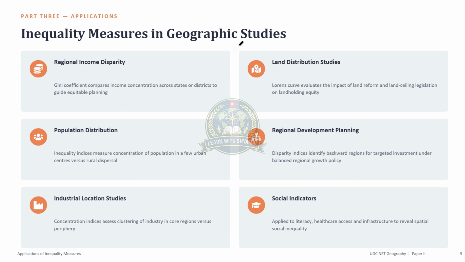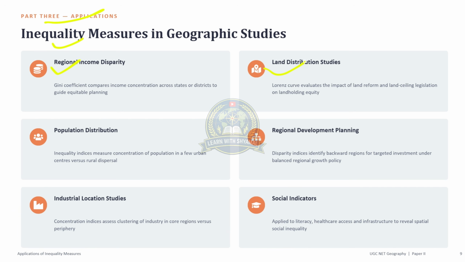Inequality measures in geographical studies. These are some applications of inequality measures. Regional income disparity: the Gini coefficient compares income concentration across states or districts to guide equitable planning. Land distribution studies: the Lorenz curve evaluates the impact of land reform and land ceiling legislation on landholding equity.